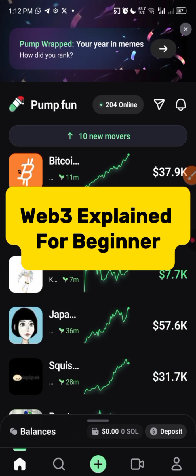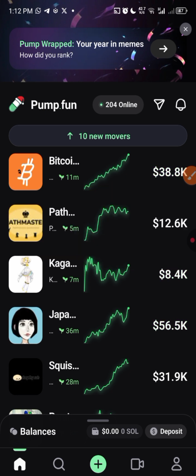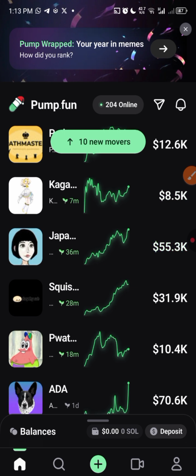If you're new to crypto and you are a total beginner, and you've been hearing about the word Web3 but you don't know what it means, it's like you're confused. What is even Web3? Now, allow me to explain all of that to you in simple terms that you're going to understand going forward.